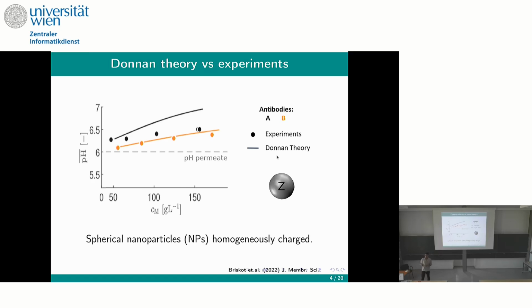Our expertise is in charge regulation. I work in the group of Peter Koshovan, and we believe that the problem is the way they model this protein, as you saw with the rabbit in the previous presentation as well. Here they use just a sphere, and they assume that the sphere is homogeneously charged on the surface. Basically, with this, they are disregarding the charge regulation in the protein.